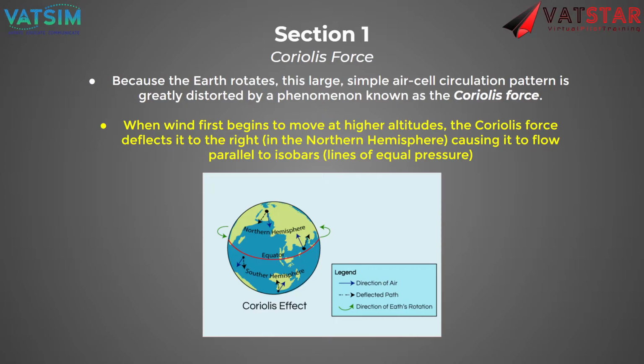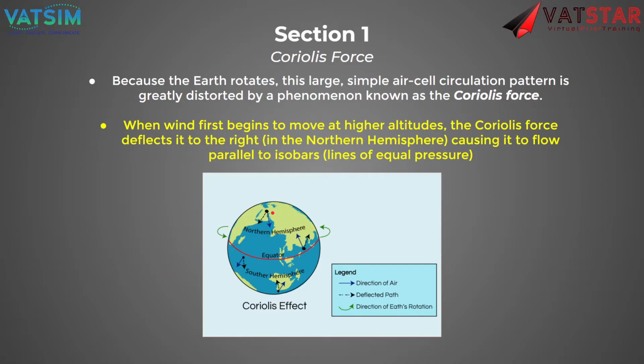So when wind begins to move at higher altitudes when it's rising, that Coriolis force deflects it to the right in the northern hemisphere and to the left in the southern hemisphere. And that actually will cause it to flow parallel to isobars. And we'll talk about isobars in a little bit, but they're lines of equal pressure. So they're lines where the pressure is exactly the same.